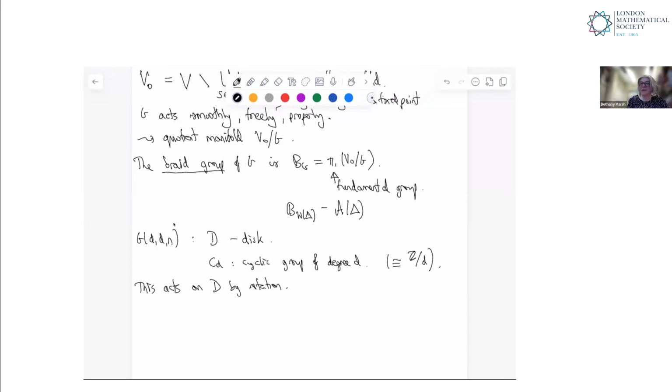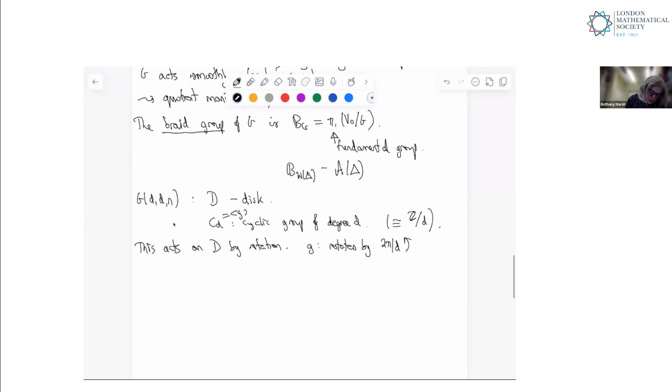So the generator just moves it by a d-th of a revolution. So if C_D is generated by g, then g rotates by 2π over d, anticlockwise. So if you do that d times, you get back to the identity. And then what we can do is form an orbifold.